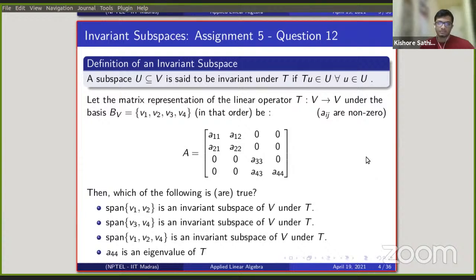Okay, so here's the question. Let the matrix representation of the linear operator T from V to V under the given basis V1, V2, V3, V4, in this specific order, be this matrix A. And all of the entries we mentioned, A11, A12, A21, A22, A33, A34, A43, A44, are non-zero. We've been given 4 options, and we've been asked which of the following are true. We'll be solving just the first option because the method to solve the second and third is exactly the same. Let's go in depth into solving the first option.